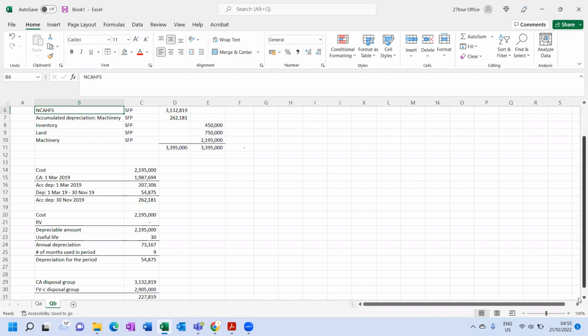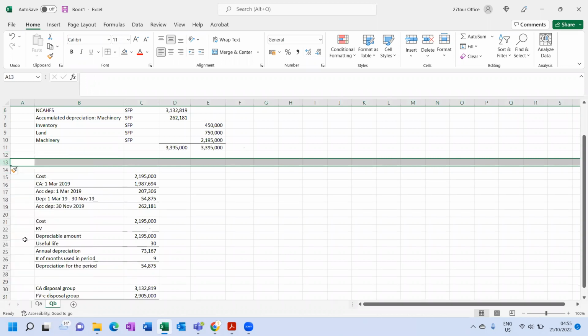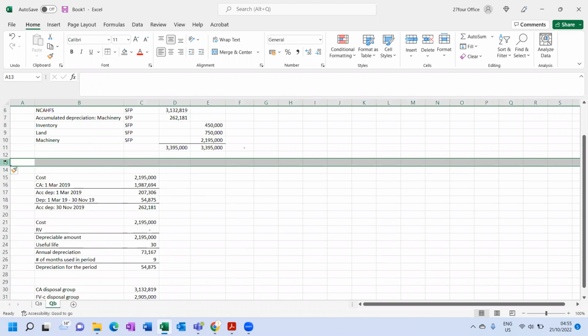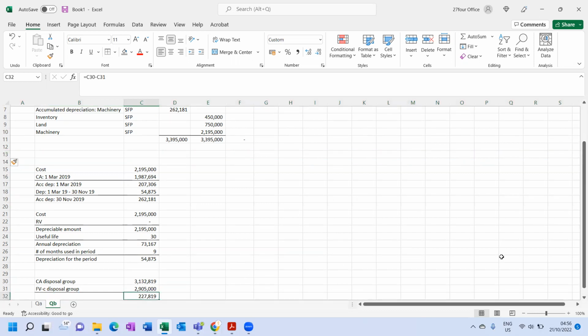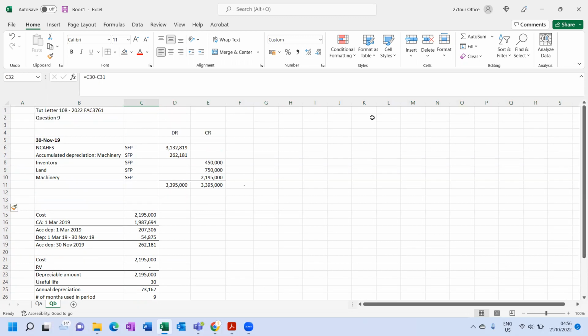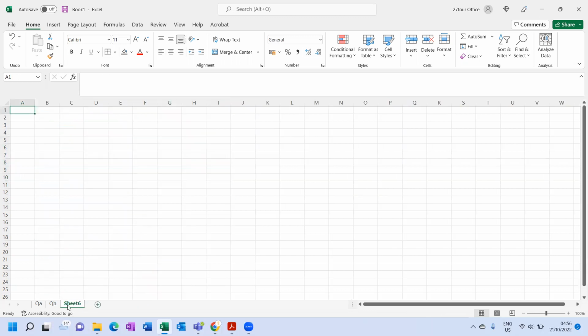So basically, what would happen is the following. We should actually decrease. I'm going to leave it at this, the journal entry that is required, but if they wanted the impairment journal entry, you'd have to impair it by a further 227 819. Okay, so just take note of that. But anyway, that is part B. So this is the answer to part B. Now I'm going to go on to part C.